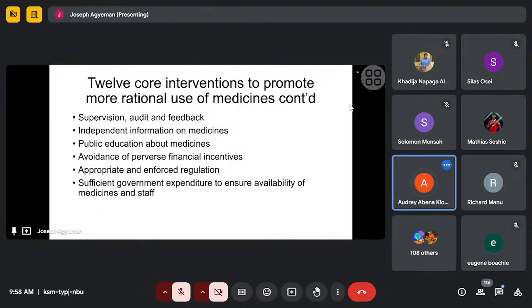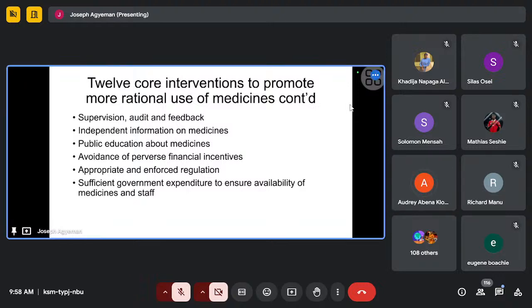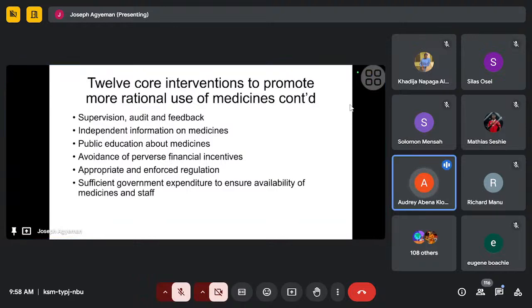Yes, please. All right. Hello. Yeah, hello. Yeah, please. You mentioned that there's a national body that coordinates the rational use of medicine. So I wanted to know which national body.